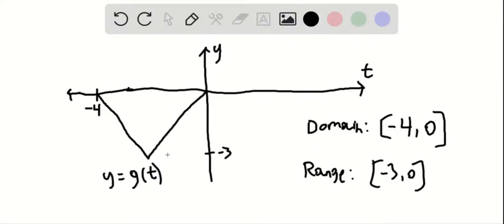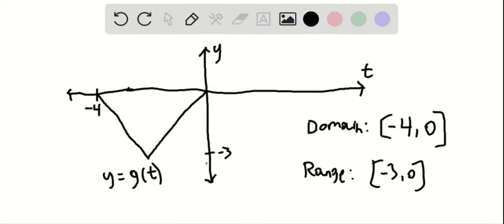Here is our graph, a given graph of y equals g of t. I've drawn the y-axis and the t-axis. Typically, we think of the y-axis as our vertical axis and the x-axis as our horizontal axis. But here we have a function, instead of g of x, we have g of t. So our independent variable is t, and instead of the x-axis, we have the t-axis.